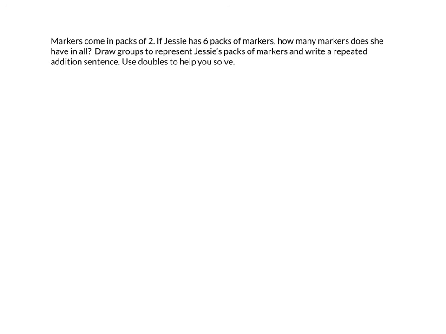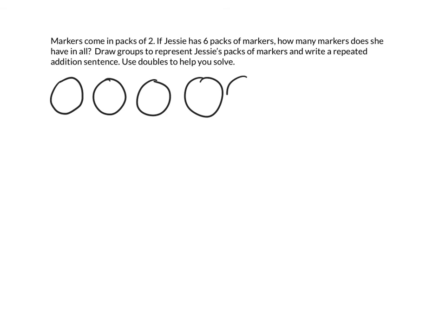Okay, so first thing we need to do is figure out how many packs she has and how many go inside of each pack. So we know that Jessie has 6 packs of markers. Okay, so I'm going to draw 6 groups. 1, 2, 3, 4, 5, 6. I see that right here has 6 packs of markers. And then it says markers come in packs of 2. So that means in each pack, there are 2 markers. So 1, 2, and I'm going to represent it with a drawing first. Okay?